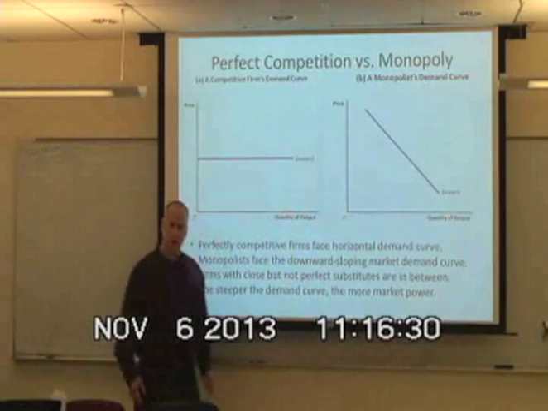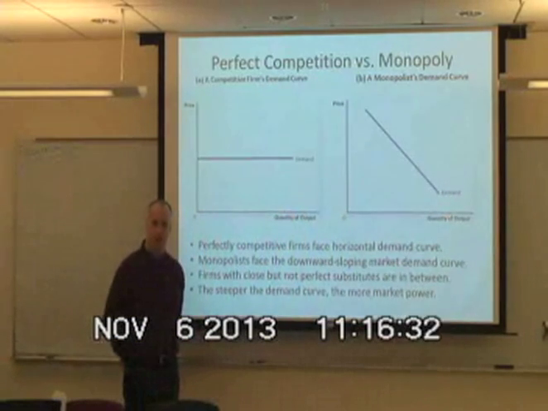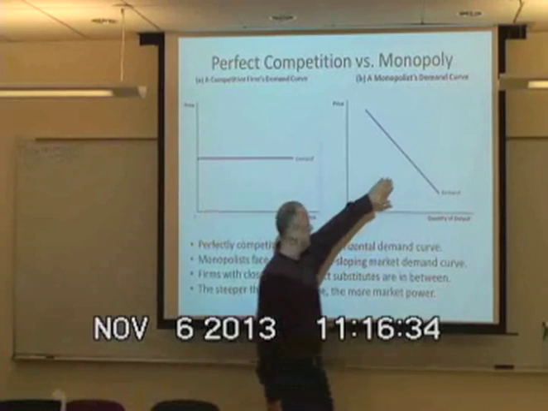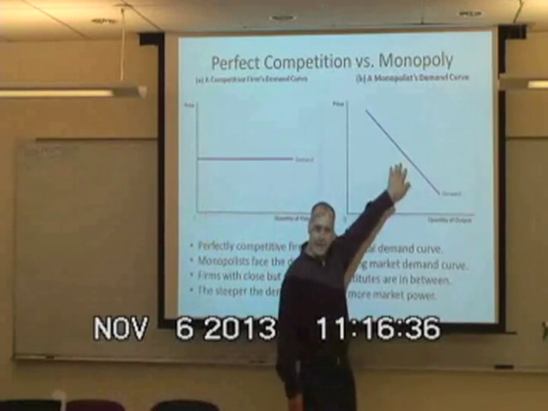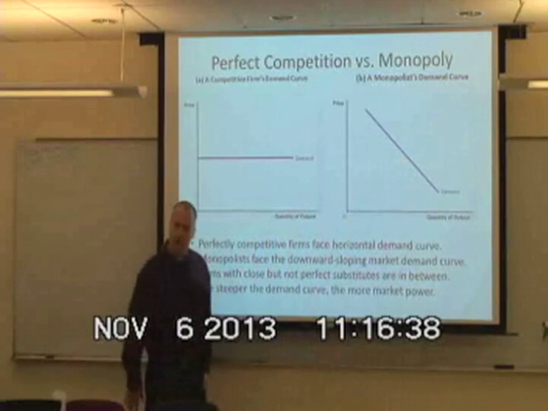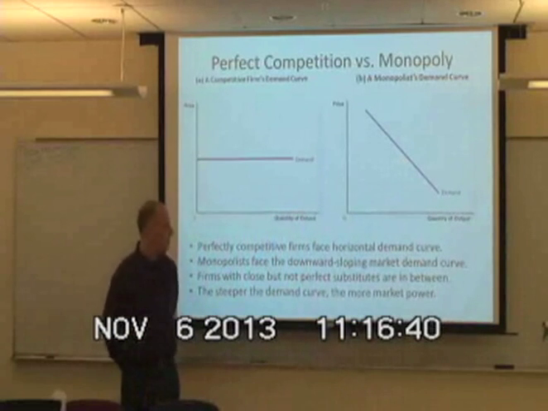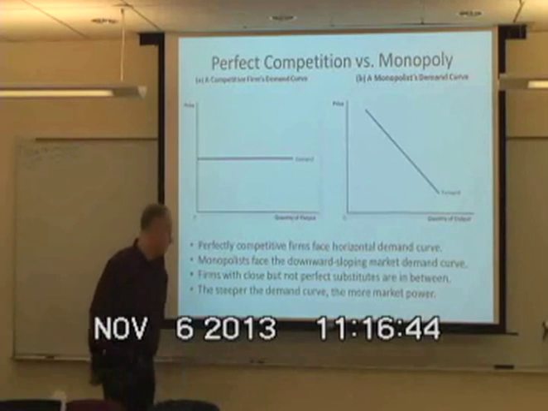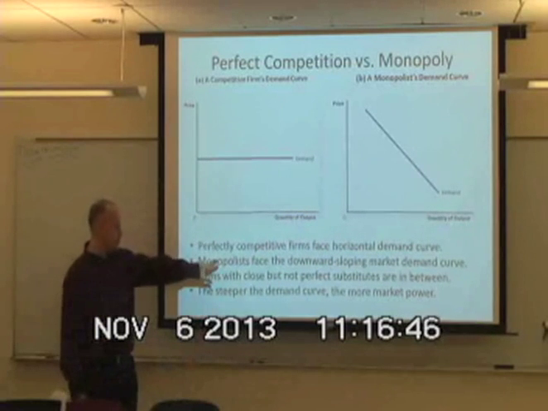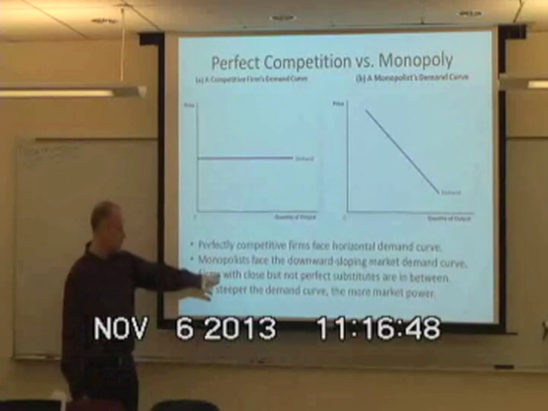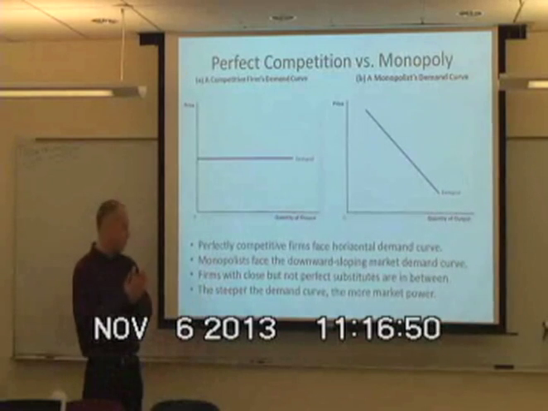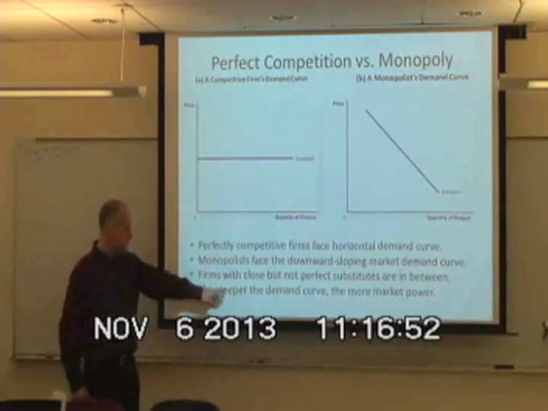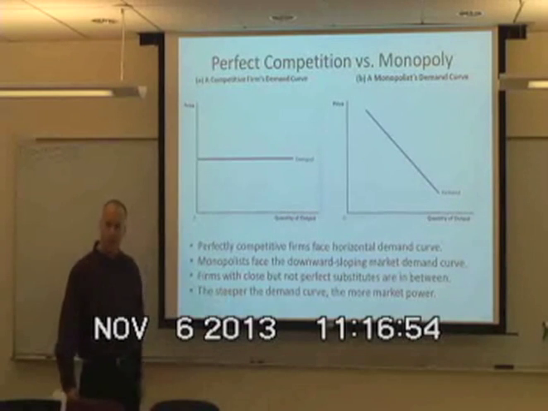And you can think of firms with a varying degree of market power as facing relatively steeper or relatively flatter demand curves, depending on the market's demand elasticity and the number of close substitutes to that particular product. So monopolists face a downward sloping market demand curve, and firms with close but not perfect substitutes sit somewhere in between. The steeper the demand curve, the more market power.